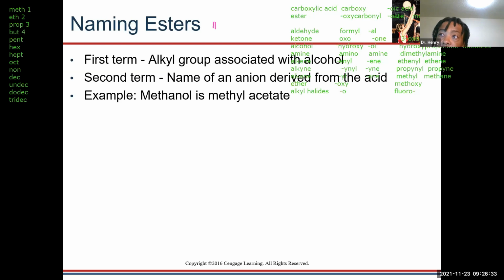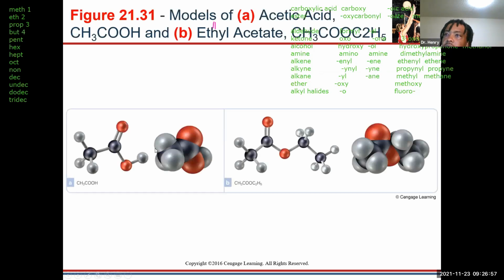We've already talked about the ester, right? The first term is always the yl group, and that's typically associated with the O, and then coming off the O is the carbonyl group, that's your second term. So that's going to be the last one. Okay, so here's an example. This is an example of a carboxylic acid. This is an example of an ester.